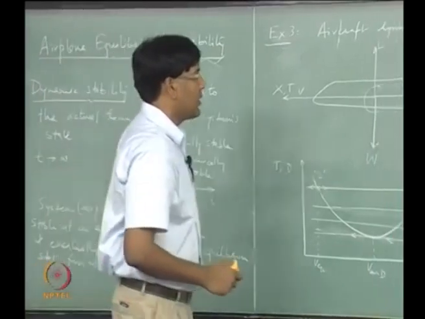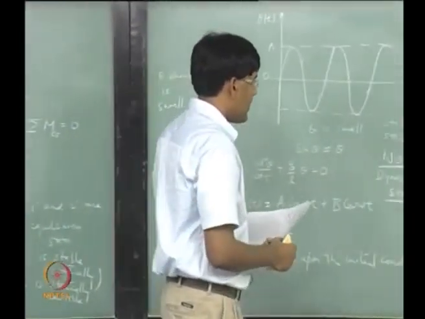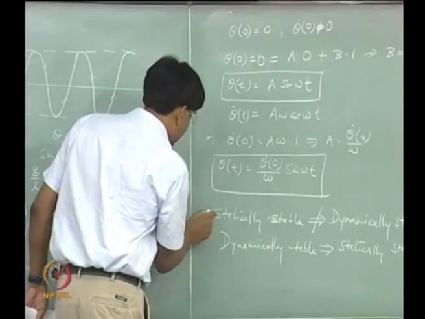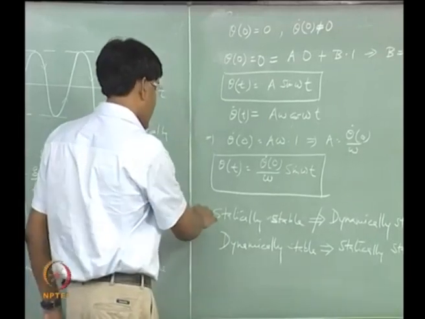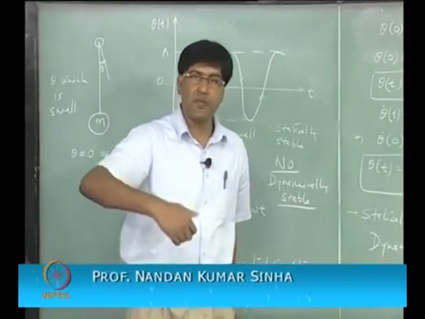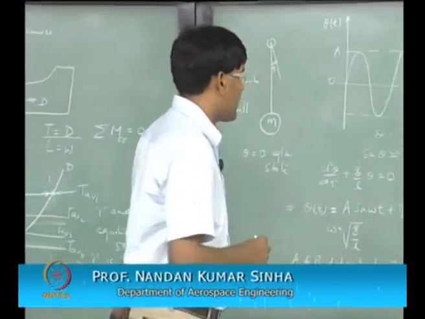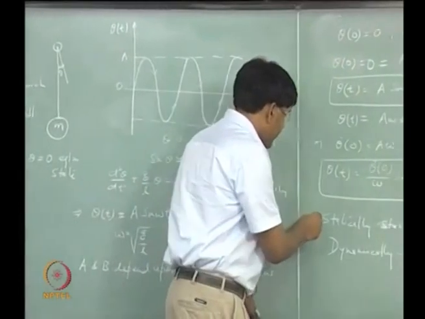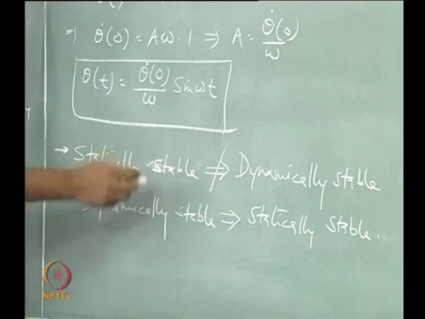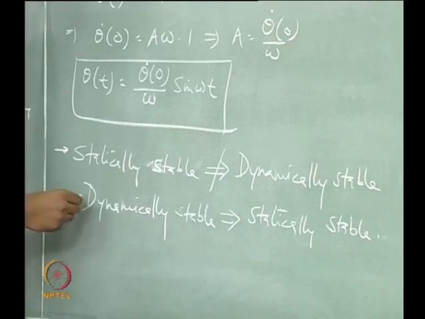So, clearly there is an advantage of using static stability criteria. There we just have to look at how the restoring forces are behaving with respect to the change in state of the system, and from there we can get some information about the stability of the system. But in this case, we have to look at the equations of motion, which is more difficult.